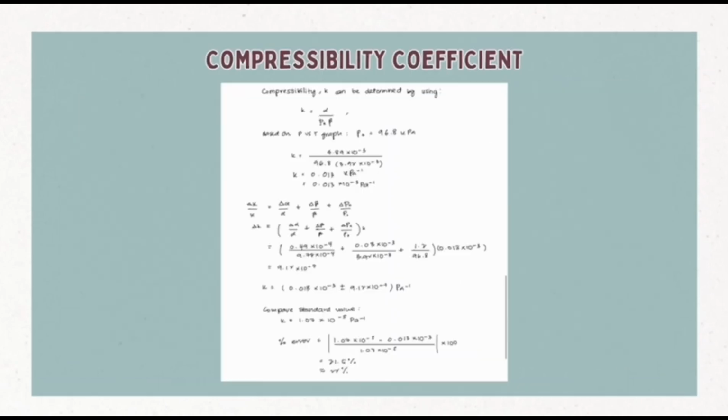Then the compressibility coefficient, we do obtain that the coefficient is 0.013 times 10 power of negative 3 per Pascal. The uncertainty is plus minus 9.12 times 10 power of negative 7. Comparing it to the standard value, we obtain percentage error is 22%.